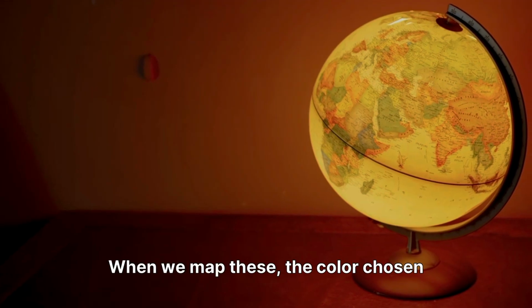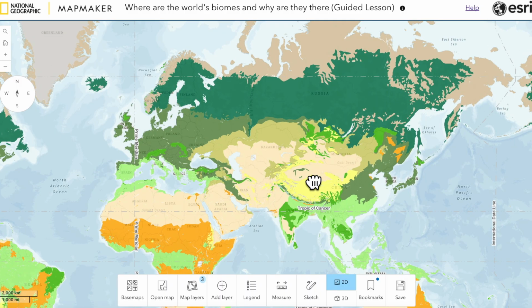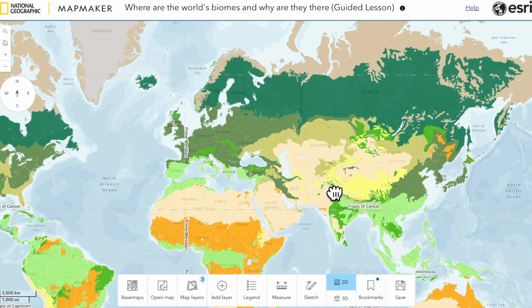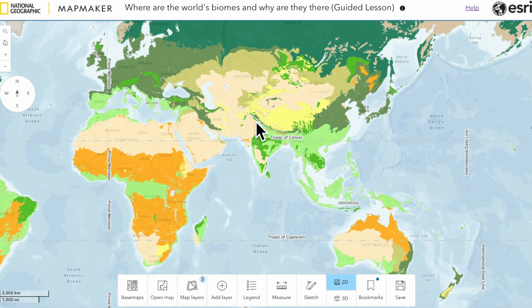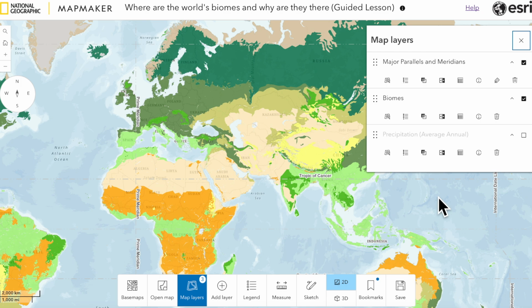When we map these, the color chosen represents the predominant biome in that particular location. Remember, maps simplify things. Even within one color, more than one biome might actually be present in that spot. The borders between biomes aren't precise lines, they are transition areas called ecotones.